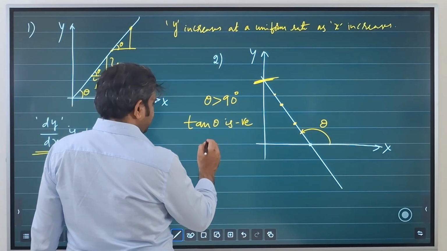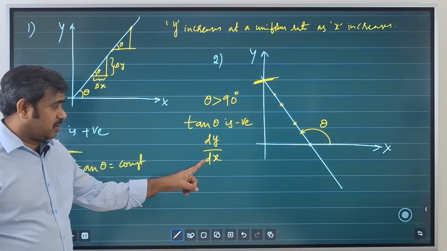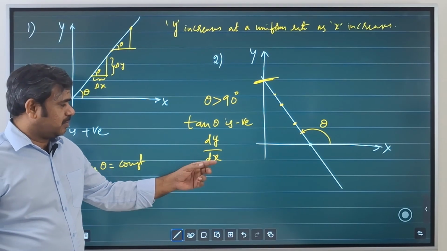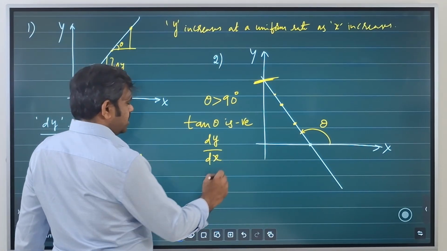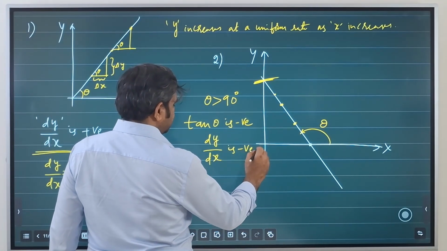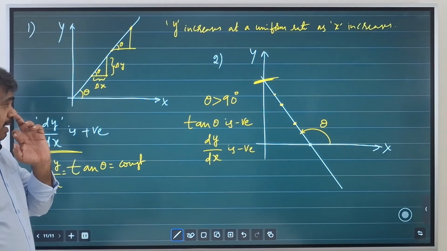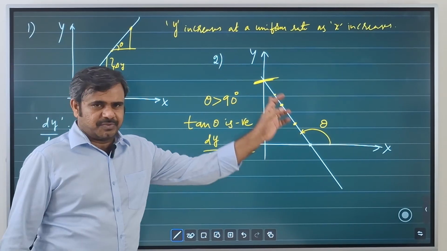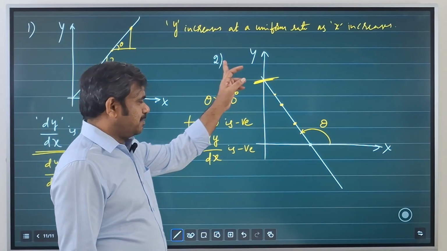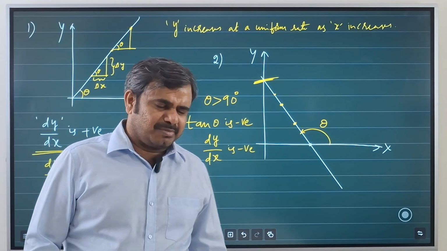Why is tan theta negative? Look at dy by dx. Change in x is positive, but change in y is negative. When x increases, y decreases. So tan theta is negative, dy by dx is negative, but it is a constant. Y decreases at a constant rate as x increases. The graph is a straight line. The steepness of the graph is the same everywhere. Slope of the graph is the same everywhere.